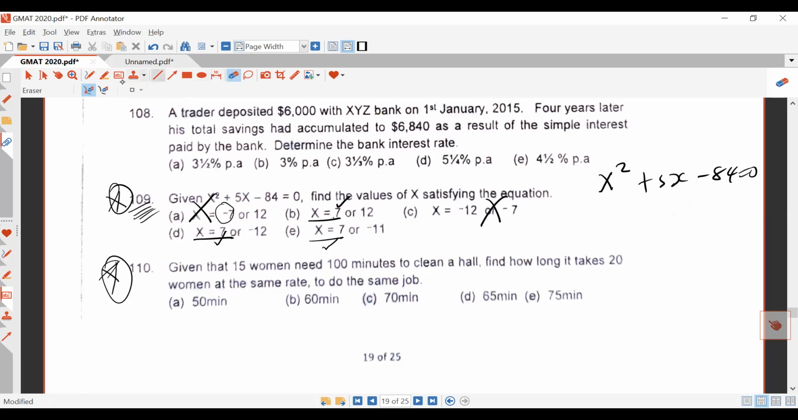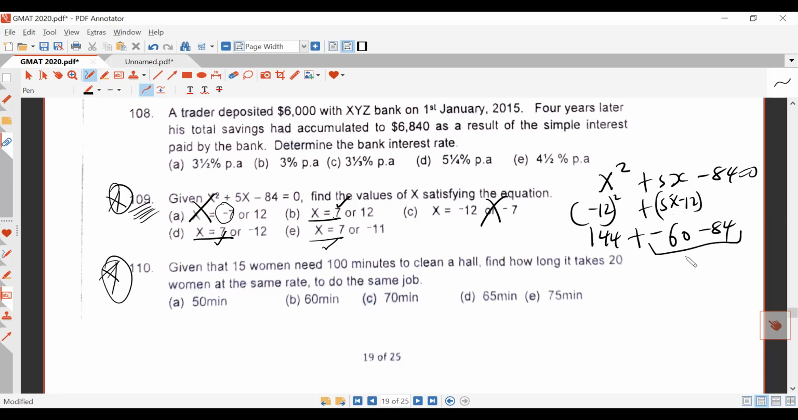So what is 12 squared? 144. We have 144, plus 5 times negative 12, which is negative 60, minus 84. When you add this plus this, we shall have 144 minus 144, so zero. So our answer is equal to zero.